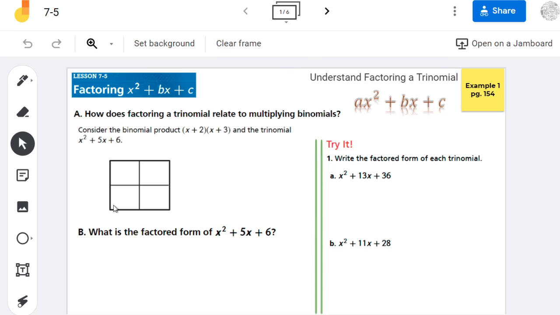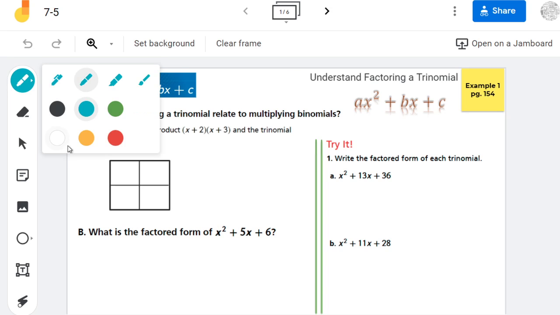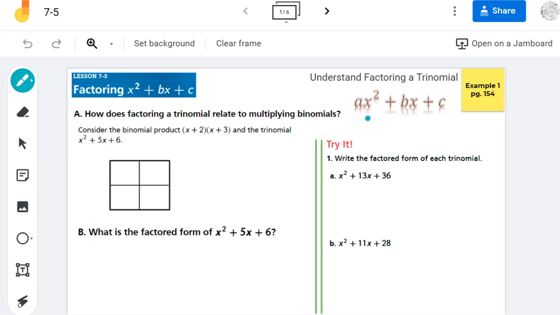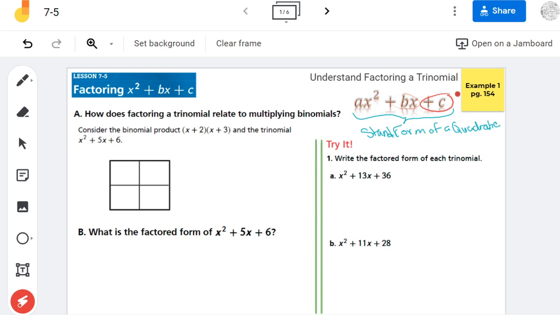So before I actually get into factoring, I have a couple things I want to discuss with you. The first being this equation here. This is called the standard form of a quadratic. Notice that it is a trinomial. It has a square term, a linear term, and a constant. And it has letters A, B, and C here.